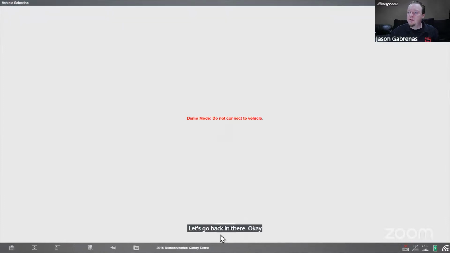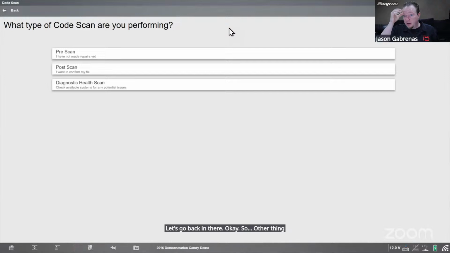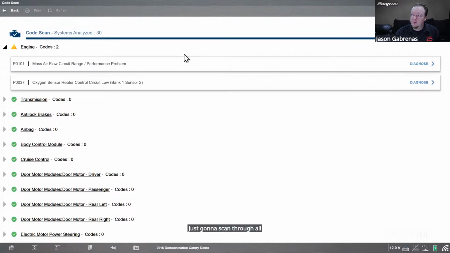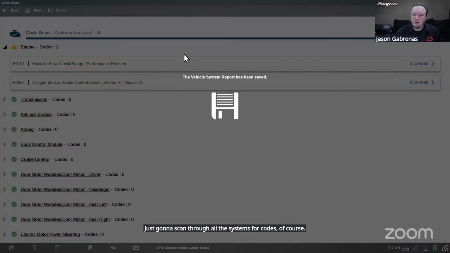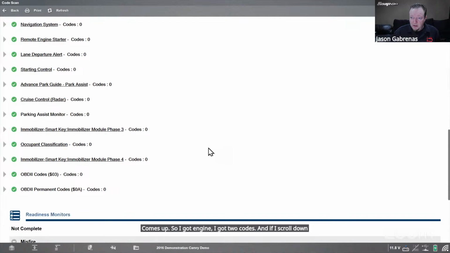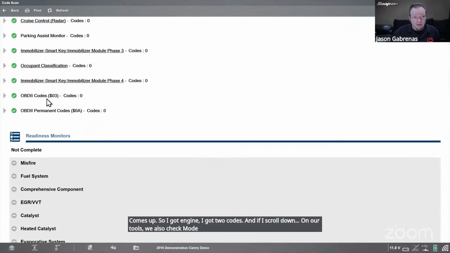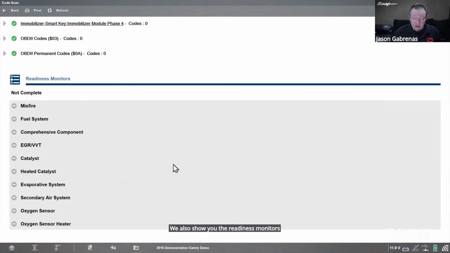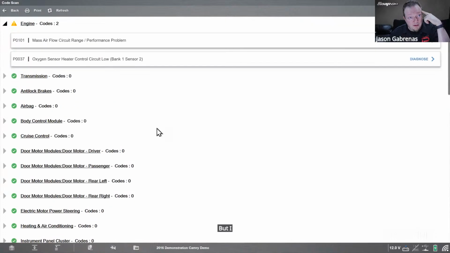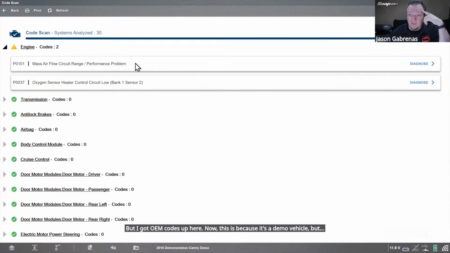Okay. So, other thing we can do is if we do a code scan, just going to scan through all the systems for codes, of course. Comes up. So I got engine, I got 2 codes. And if I scroll down on our tools, we also check mode 3, which is OBD2 codes, and we also check permanent codes, which is mode 10. We also show you the readiness monitors on here. So that is all in one page, all on one screen, all in one scan. That's helpful. In this example, no OBD2 codes, but I got OEM codes up here. Now, this is because it's a demo vehicle, but that is feasibly possible.